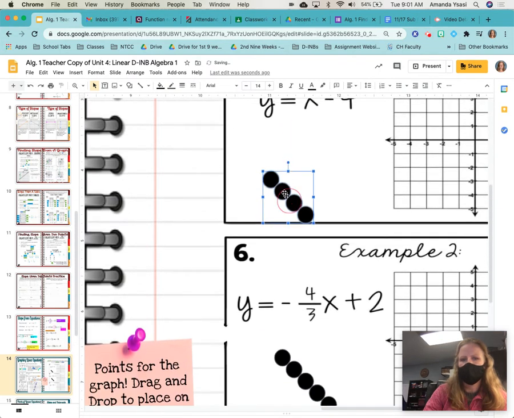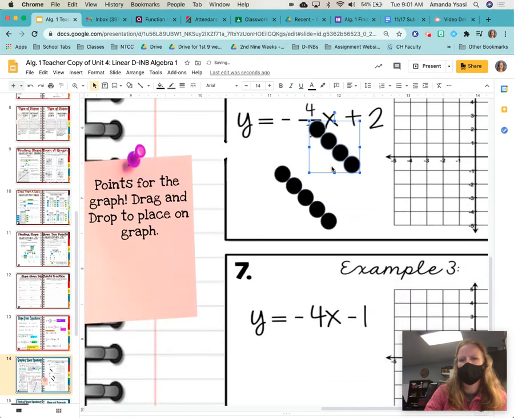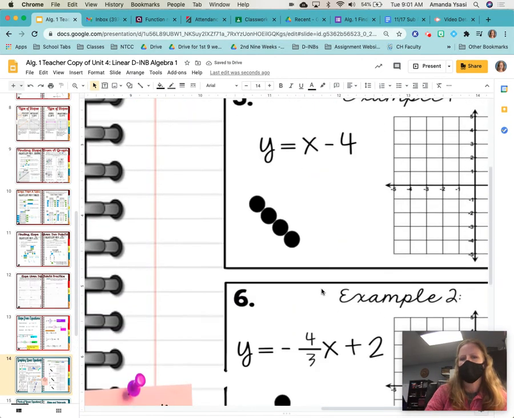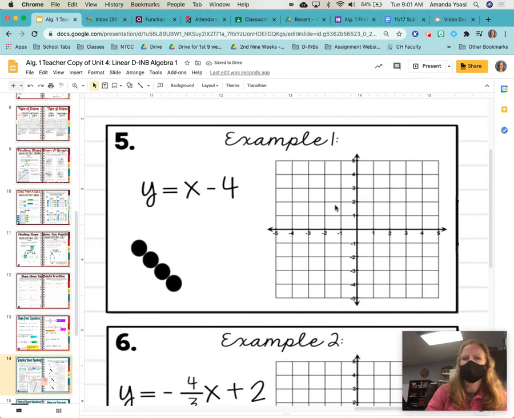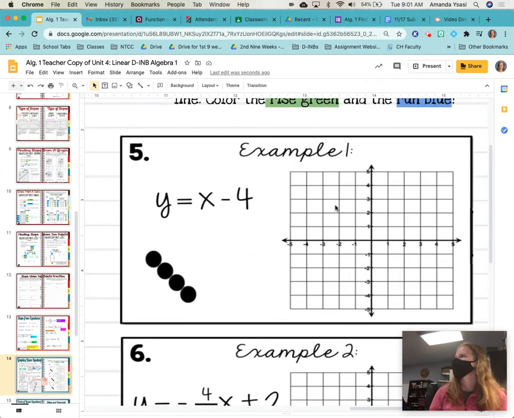So I'm gonna get a few more points and then drag them to each one of these boxes so I have some points. Control C to copy, Control V to paste.